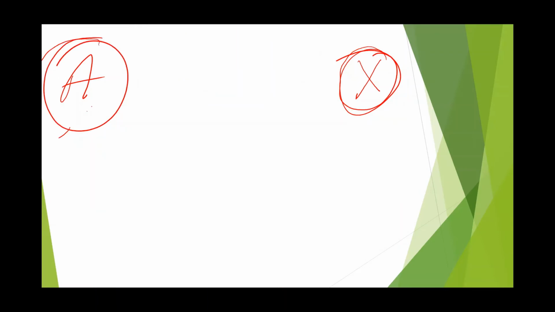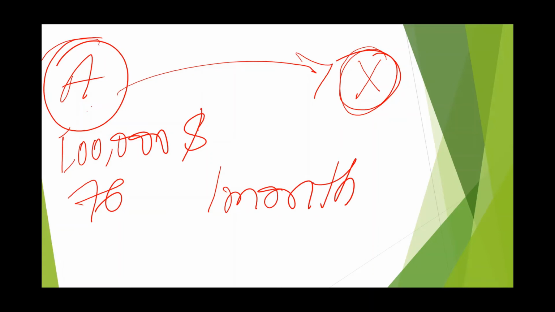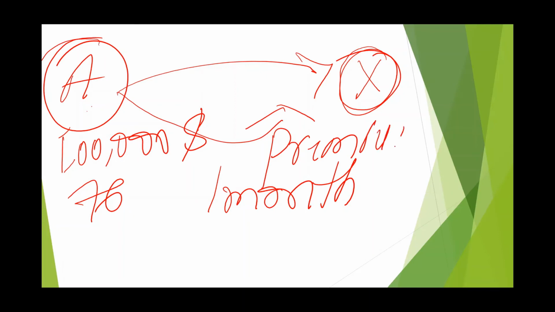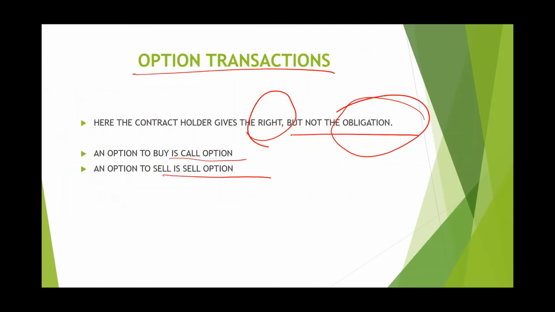In the option contract, a person makes a contract with X for the same 1 lakh dollars at the rate of 76, to be purchased after 1 month. But he needs to pay some premium to get the right. What does that right mean? It is up to him whether to purchase or not. To get that right, he needs to pay a premium to X. That is what the definition says.